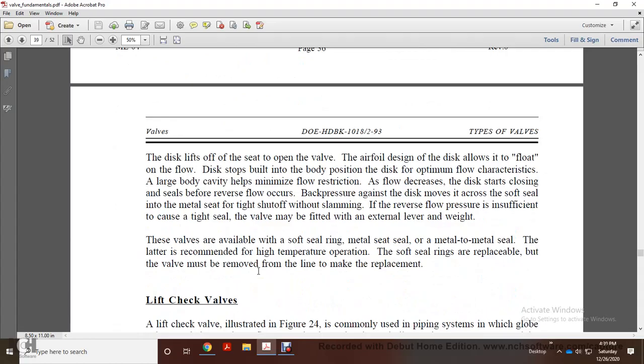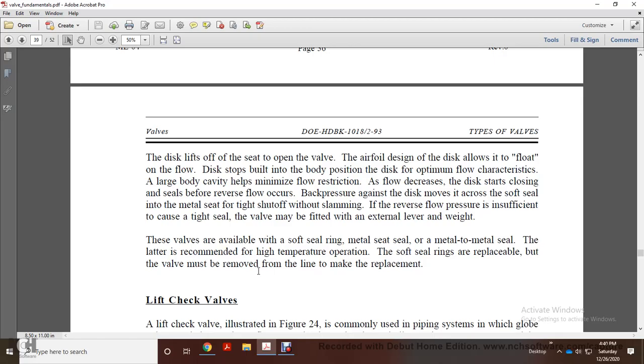Alright, the disc lifts off of the seat and opens the valve with an airfoil design. The disc is allowed to float on the flow. This stops the built-in bi-position disc of the optimum flow characteristic. A large body cavity helps minimize flow restriction. As flow decreases, the disc starts closing and seals before reverse flow occurs.